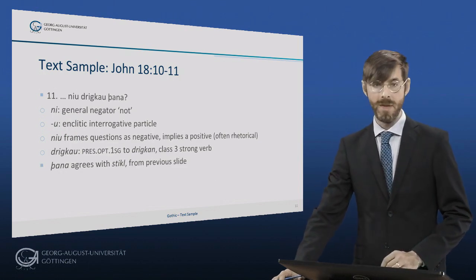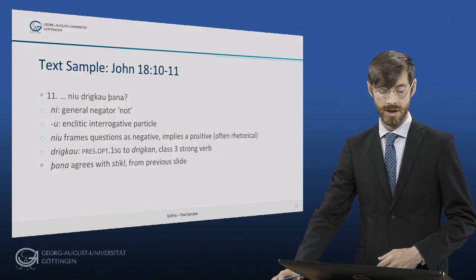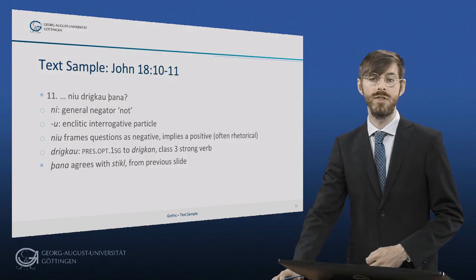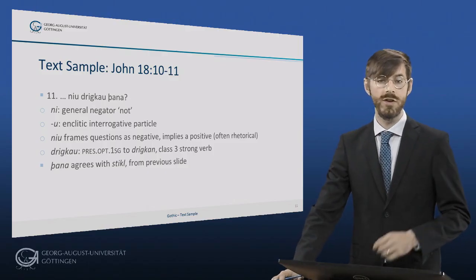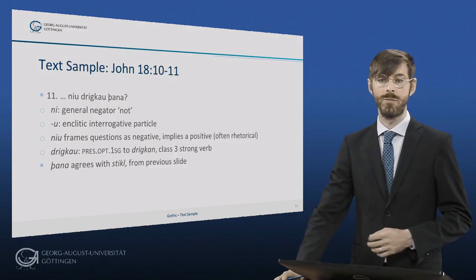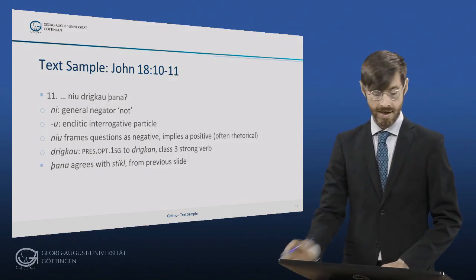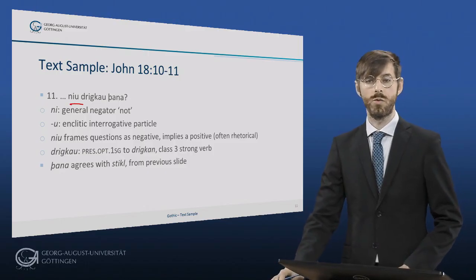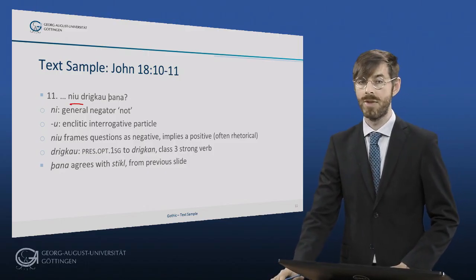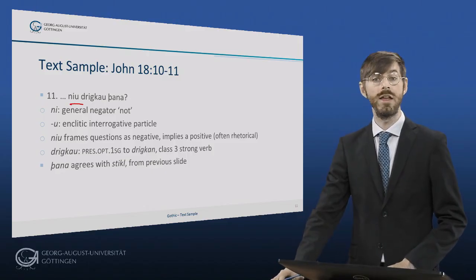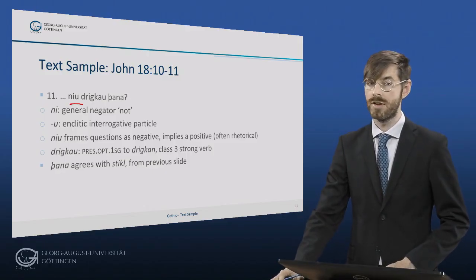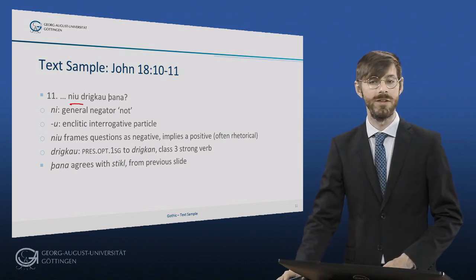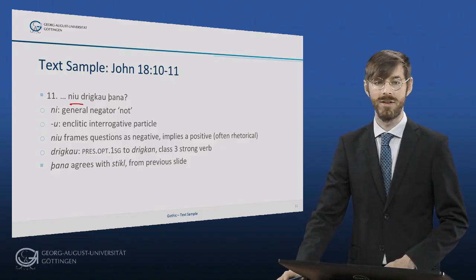We now return to the main clause, niu drigkau stikl. This turns out to be a rhetorical question and is introduced with the negative particle ni, to which is attached the enclitic interrogative particle u. The combined niu often introduces rhetorical questions that are framed as negatives, but imply that the positive is the case. Here the question, should I not drink the cup? But the implied answer is, I should indeed drink the cup.